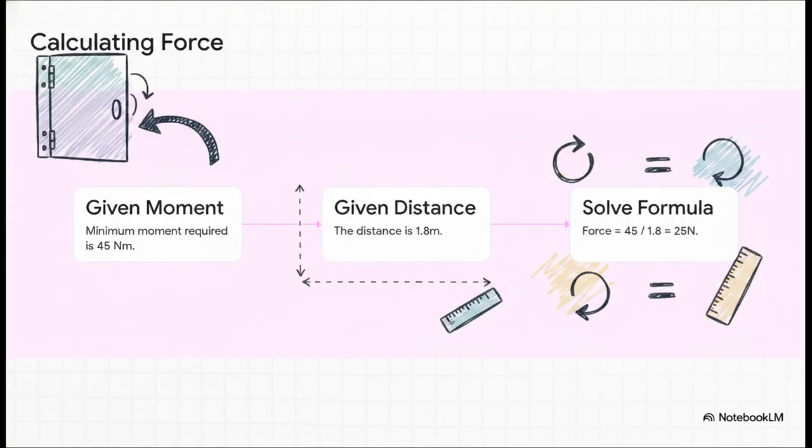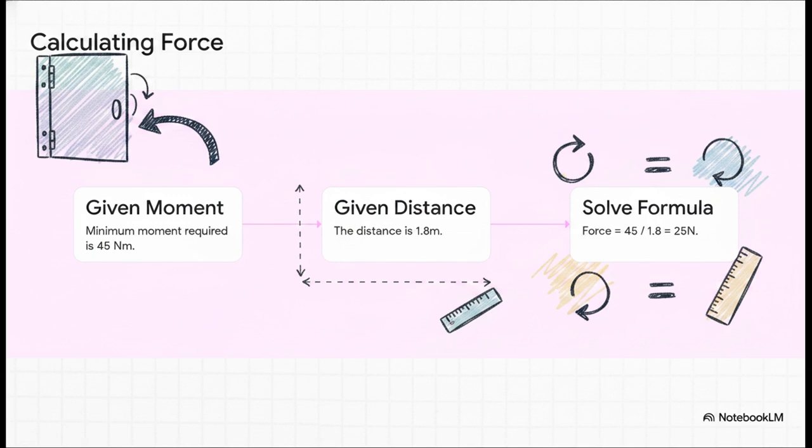Let's actually walk step by step through a classic word problem from the text. Imagine a door hinged at one end. Step 1, we're told the minimum moment required to open the door is 45 Newton meters. Step 2, the distance from the hinge to where we push is 1.8 meters. Step 3, to find the minimum force, we just rearrange that golden formula. Force equals the moment divided by the distance. So 45 divided by 1.8 gives us exactly 25 newtons of force needed.